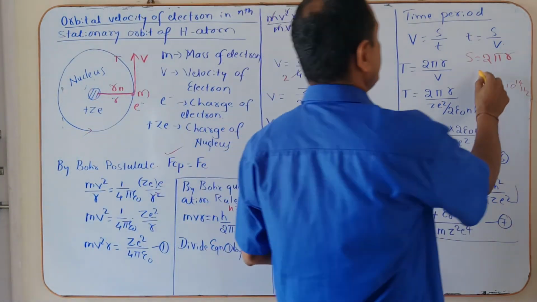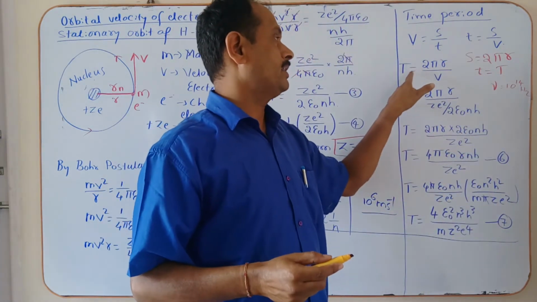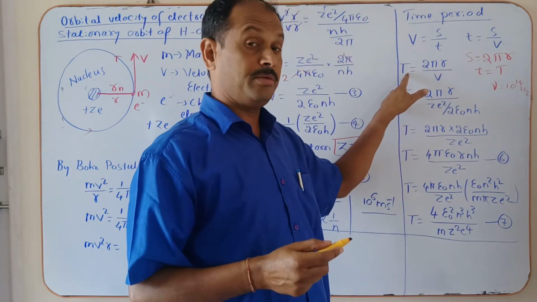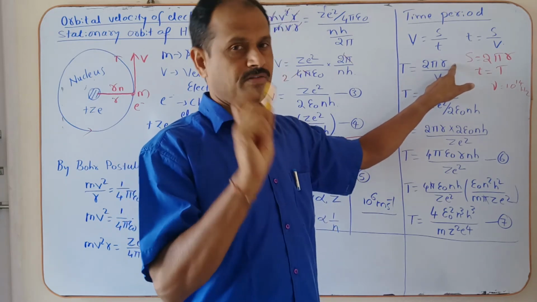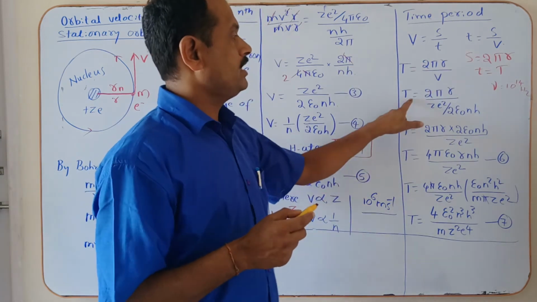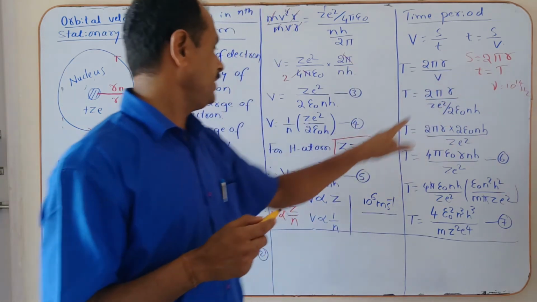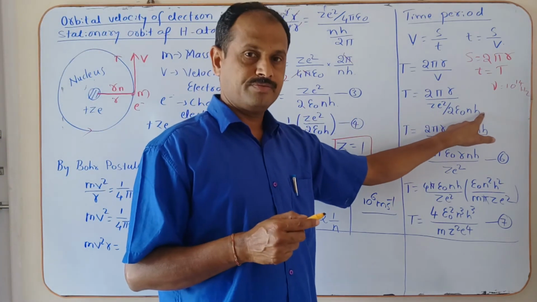And what is the time taken? Time period. T is the time period. Instead of time you take time period. Definitely the distance covered is the circumference, that is 2 pi r, divided by v. Yes, T is equal to 2 pi r divided by v. You substitute v here, Z squared over 2 epsilon naught n h.